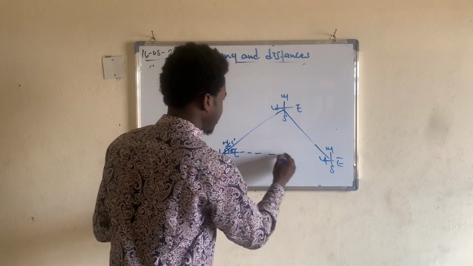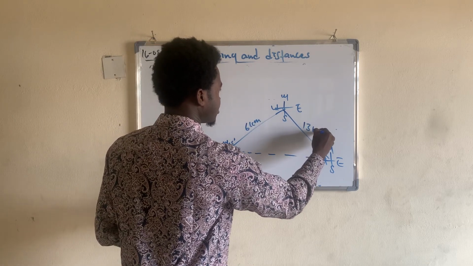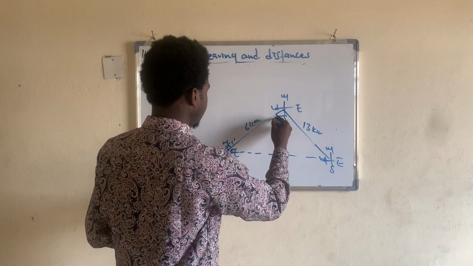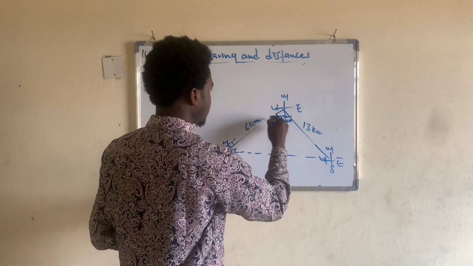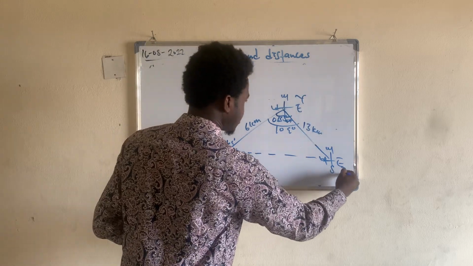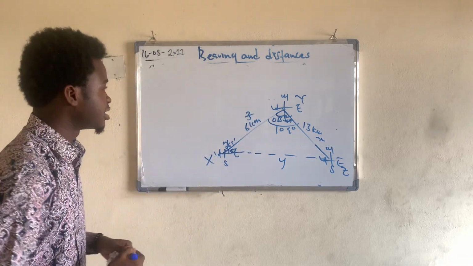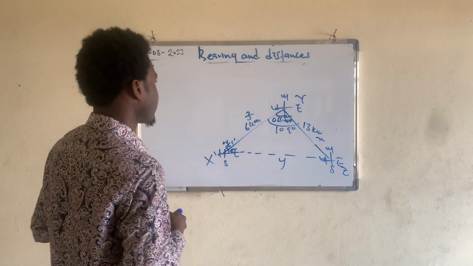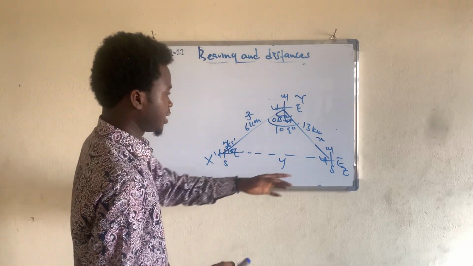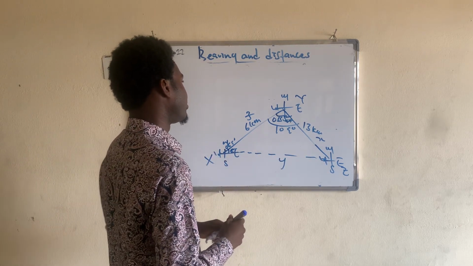Then this was connected. At this point it was 6 kilometers. At this point it was 13 kilometers. Here we obtain 065, here is 44, so we have here 109 degrees. This is x, y, z, a small x here, y, and a z here. That was our triangle. So if you want to look for the bearing of the boat from port X.